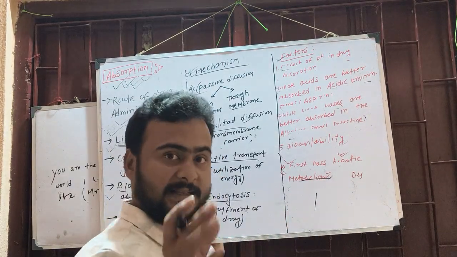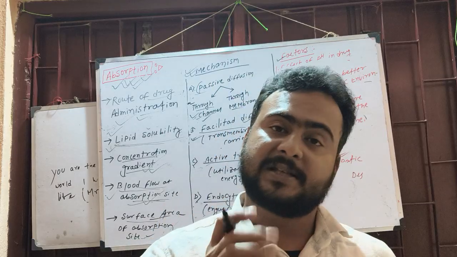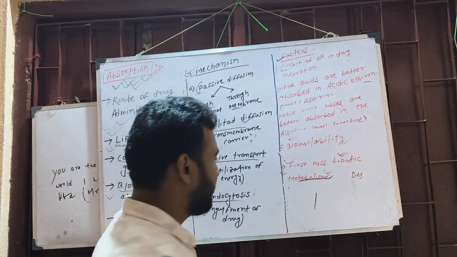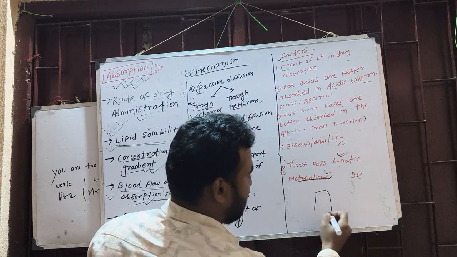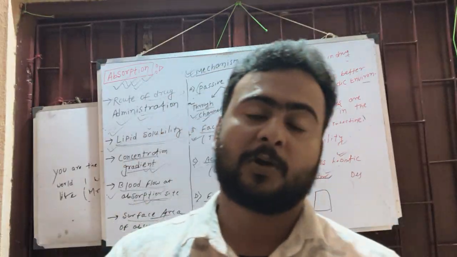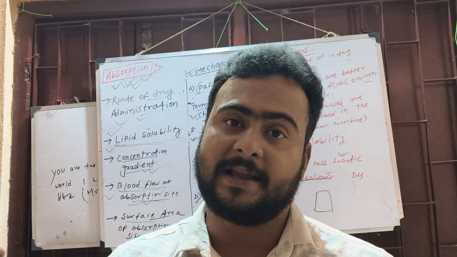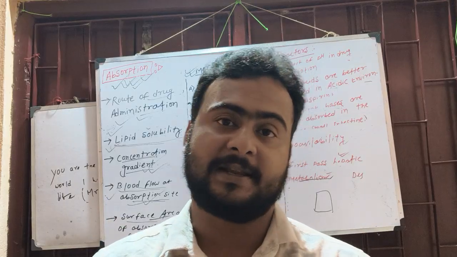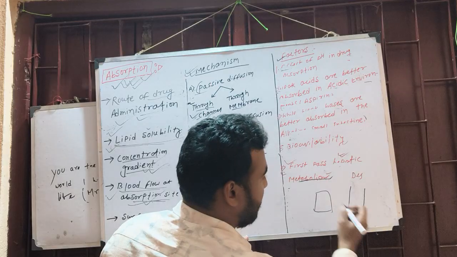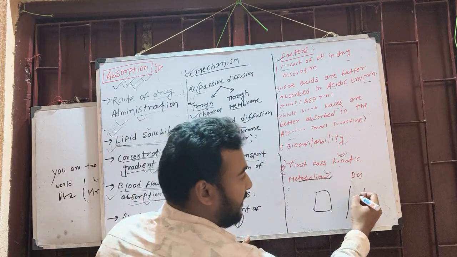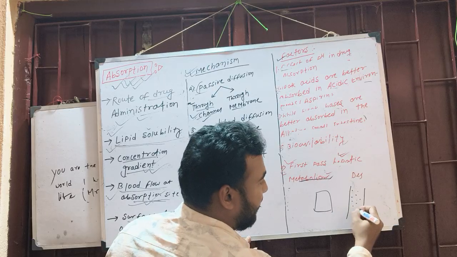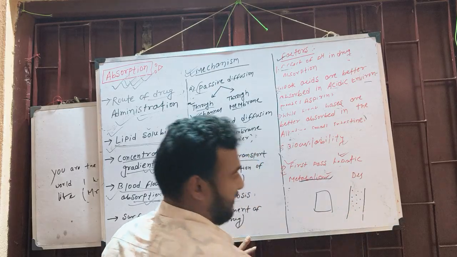The drug will get inside the systemic circulation by passive diffusion. Passive diffusion is a process where the drug goes from the higher concentration area towards the low concentration area. Assume this is the small intestine. After administering the drug, the concentration of the dose is higher inside the small intestine.